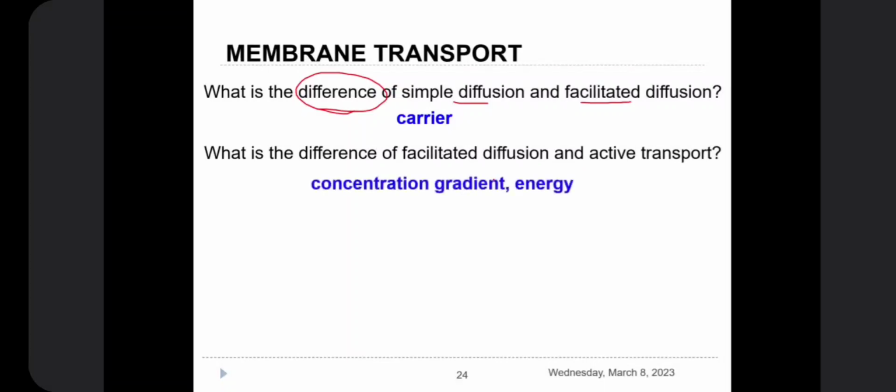Okay, the answer: first one, concentration gradient. Yeah, from low to high or from high to low. And the next difference is energy.